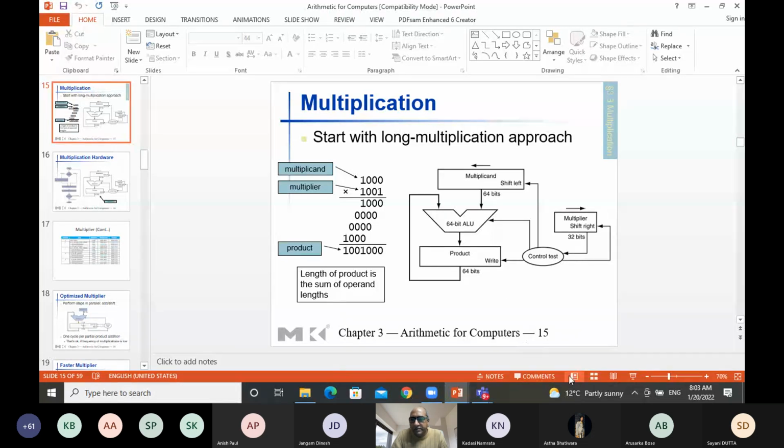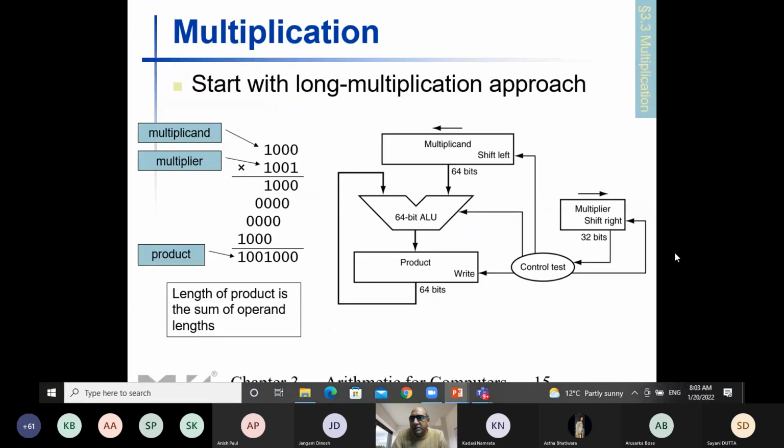So here, can you see the slide now? It's a multiplication. Hello. Yes, sir.